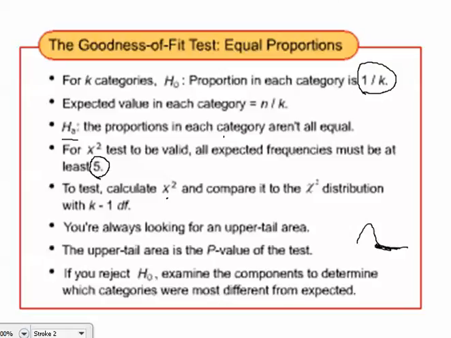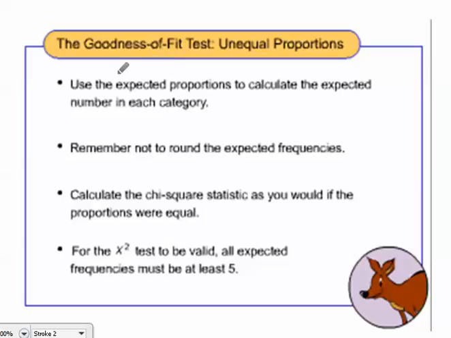Okay? We'll do some of this. We're going to use the expected proportions to calculate the expected number in each category. Remember, don't round the expected frequencies too early, and calculate the chi-square statistic as you would when the proportions are equal. This is when you have unequal proportions, okay? For chi-square, for the test to be valid, all expected frequencies must be greater than 5.